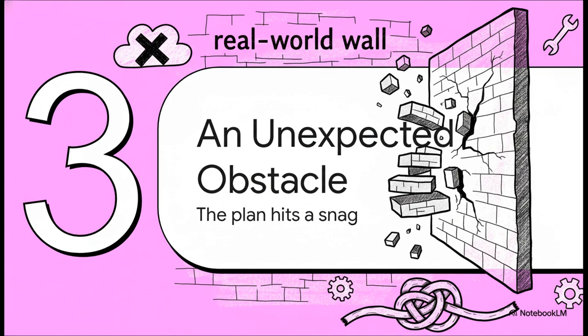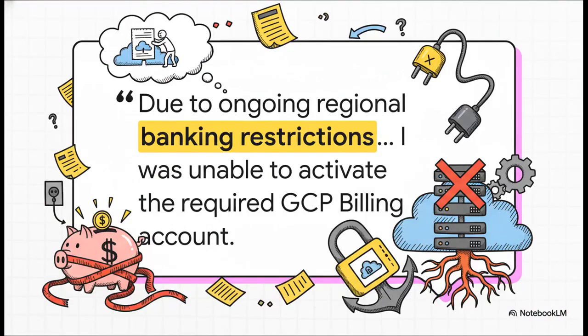So the code's written, the architecture is totally sound, everything is ready to go live. But then, our developer hits that real-world wall we talked about. And it wasn't a bug, it wasn't a flaw in the logic, it was something else entirely. And there it is. Not a technical problem, but a bureaucratic, logistical nightmare. A billing issue, completely outside the world of code, meant the entire cloud infrastructure just couldn't be turned on. The perfect plan was stuck on the tarmac.